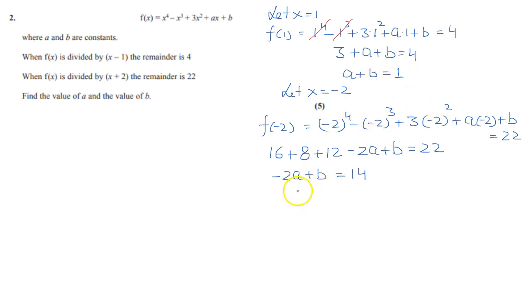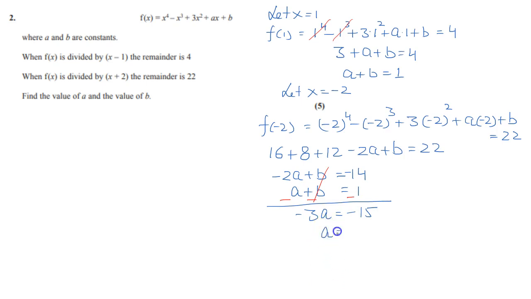a plus b is 1, so we can write a plus b is equal to 1. The coefficient of b is 1 in both, so we subtract. b minus b cancels. Minus 2a minus a is minus 3a. Minus 14 minus 1 is minus 15.